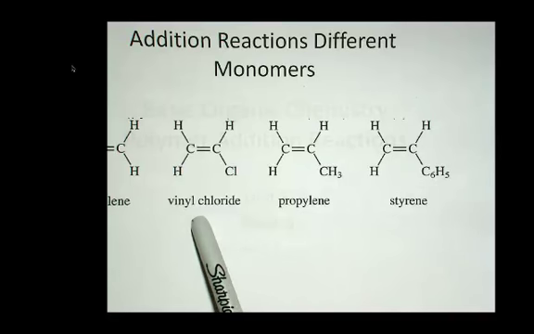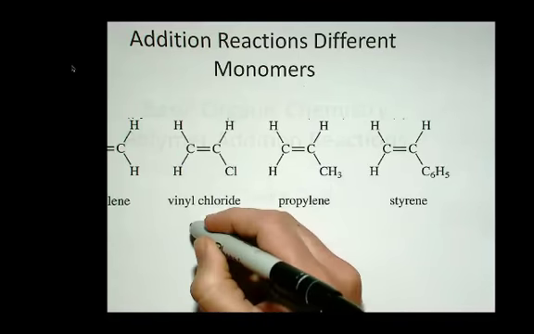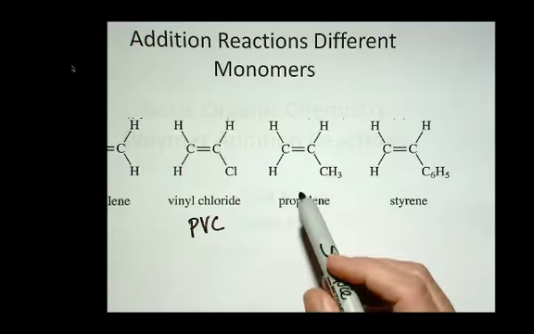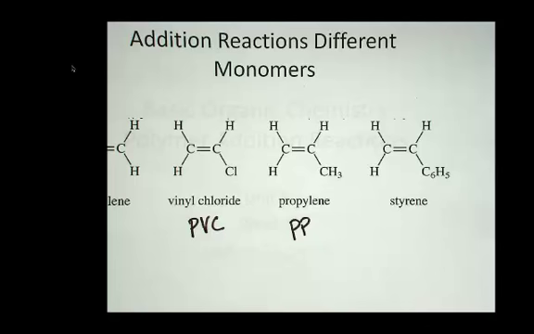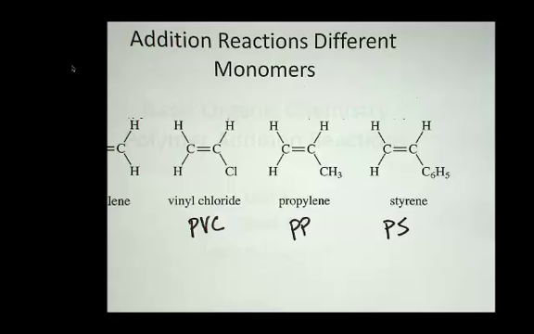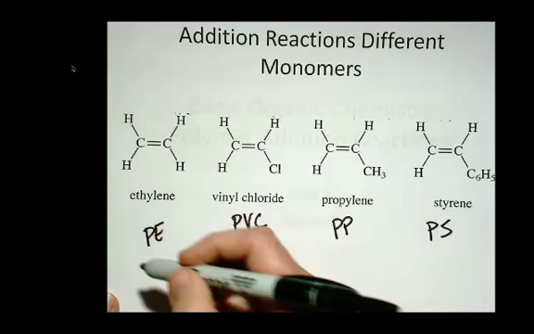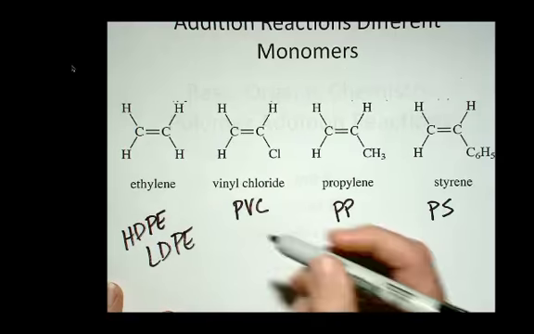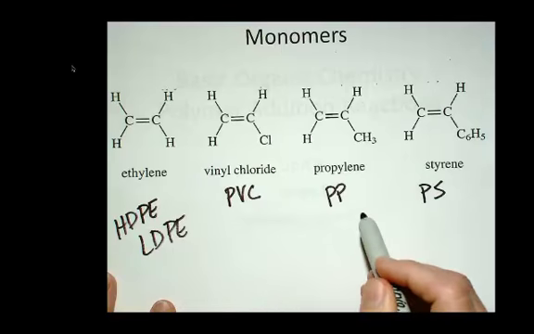Polymers made of vinyl chloride are called polyvinyl chloride, or you've probably heard it more familiarly with the abbreviation PVC. That's polyvinyl chloride. Propylene is polypropylene, and it's abbreviated PP. And styrene is polystyrene. You've probably heard of polystyrene as well, PS. So ethylene is PE, but we had the high density, which was HDPE, and the low density, LDPE. So two different polymers from the same monomer, and then we can have PVC, PP, and PS.